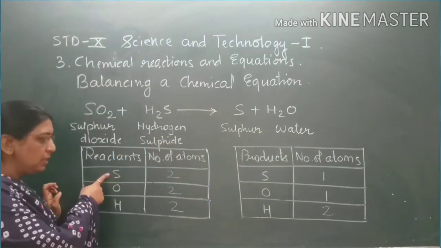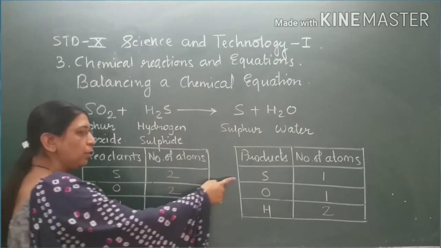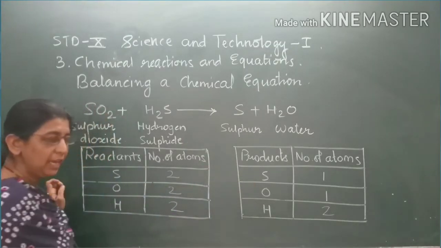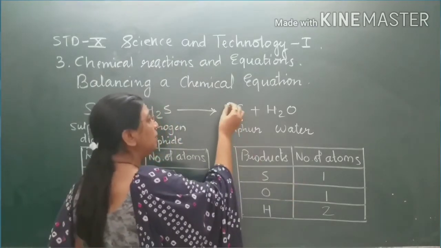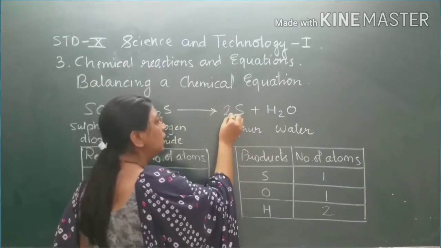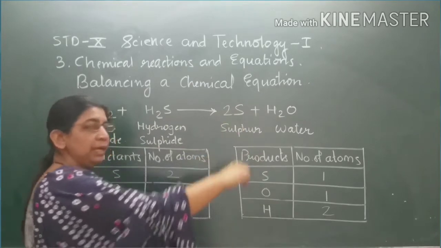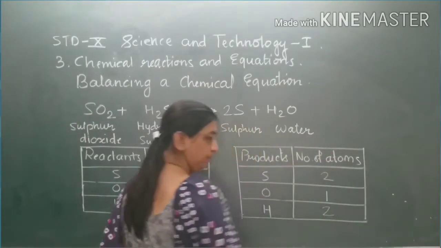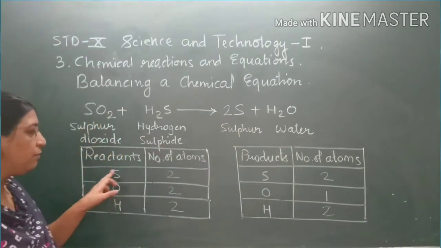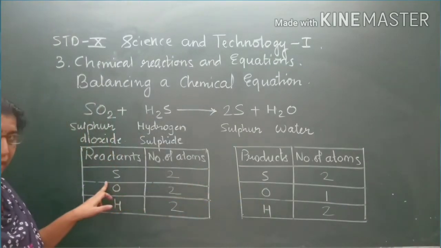Now in the reactant, sulfur has 2 atoms, whereas in the product, sulfur has only 1 atom. So I need to add some atoms here. Let me write 2 here so that 2 sulfur atoms will be present. As I am writing 2 here, I am going to write 2 here also. In this way, the sulfur atoms are balanced.